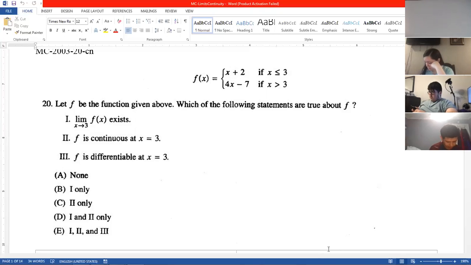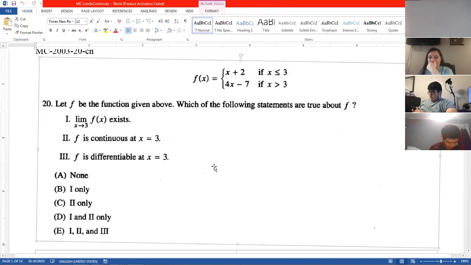Vamos a aprender. Tenemos este tiempo, vamos a aprender, ¿ok? Bueno, vamos a ver este problema. Let's deal with this problem, ¿ok? So we have, this is 2003 problem 20, no calculator. Now you have a piecewise function. F of x equals x plus 2 for x less than or equal to 3, and x minus 7 for x more than 3. Let f be a function given below. Which one of the following statements is true about f? So again, we have to select the one that is necessarily true for f.